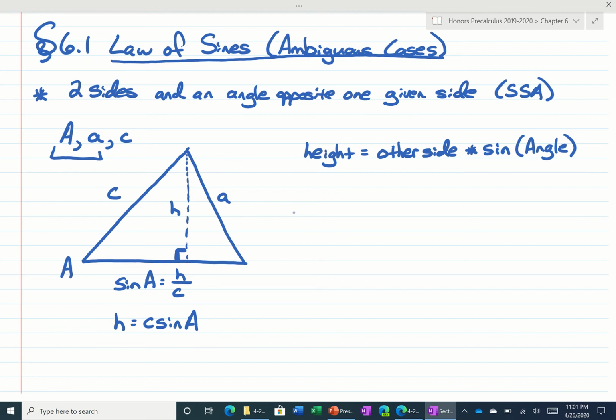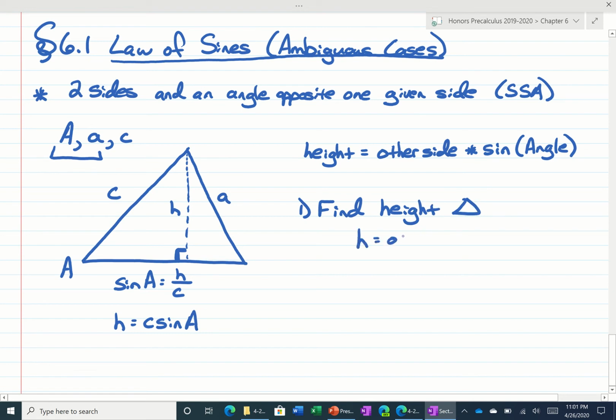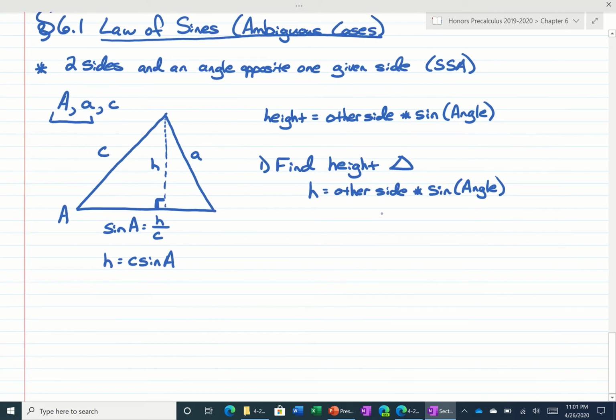Okay? So step 1, and I'm going to post the flow chart for this, and maybe that'll help you understand. Step 1 is you want to find the height of the triangle. And it's always going to be the height is going to equal the other side times the sine of the given angle. And just look at my drawing. Now from here there's 3 things that could happen, and I'll show you with examples.